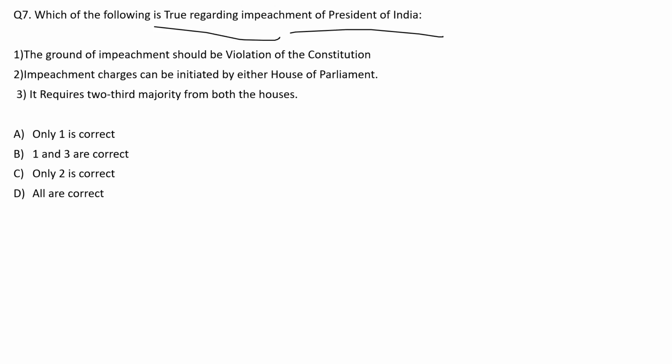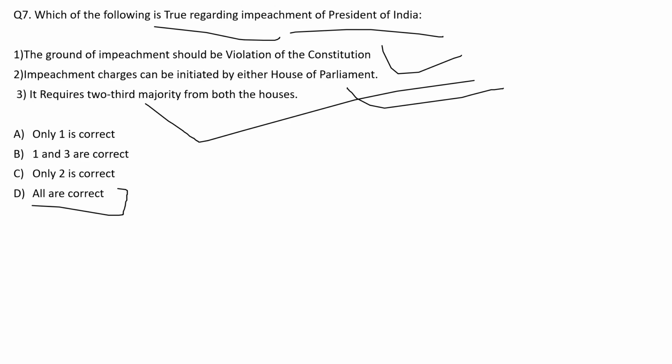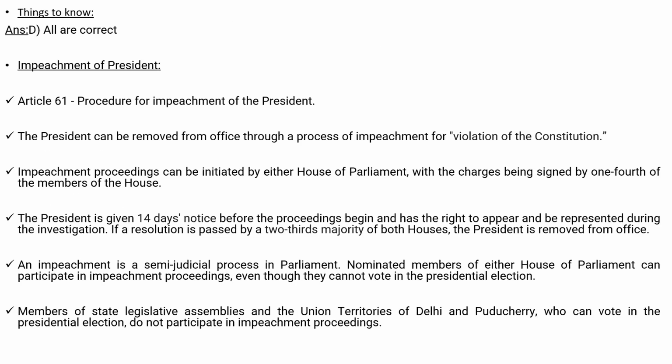Next: which of the following is true regarding impeachment of the President of India? The ground of impeachment should be violation of the Constitution. This is correct. Impeachment charges can be initiated by either house of Parliament, either in Lok Sabha or Rajya Sabha. This is correct. It requires a 2/3 majority from both houses. This is also true. So all are correct here, the answer will be D.